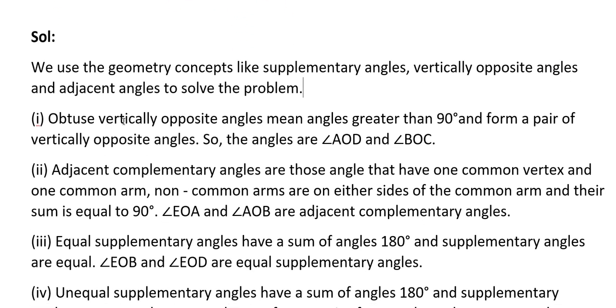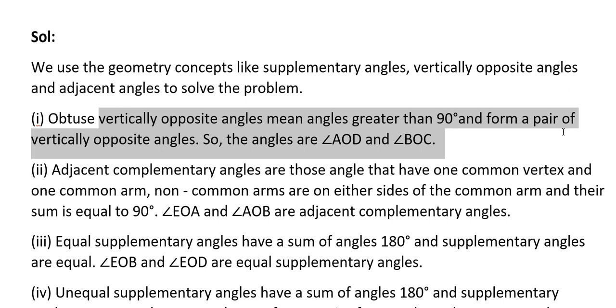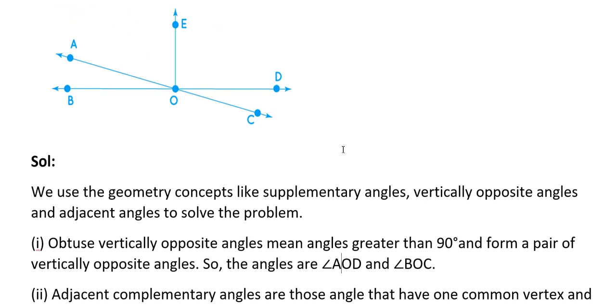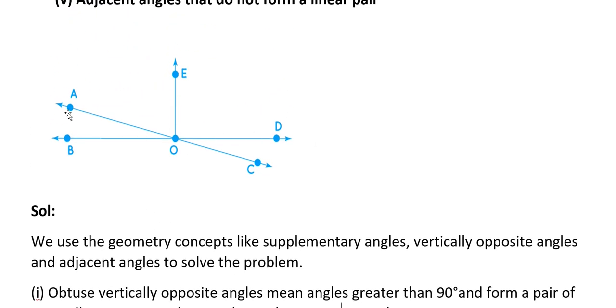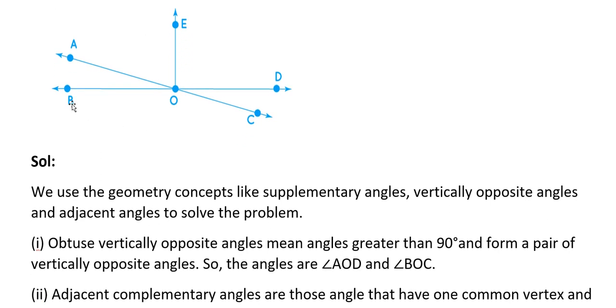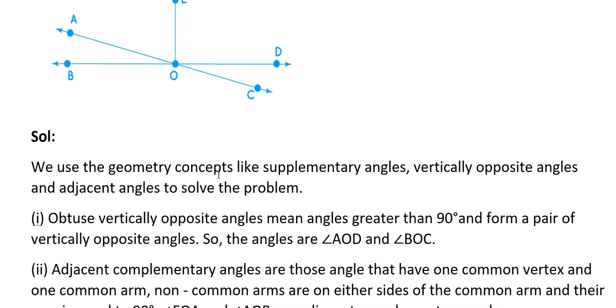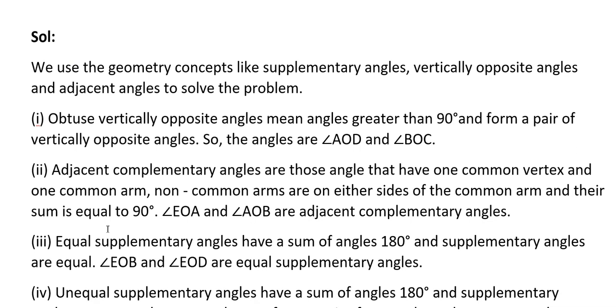First one. Obtuse vertically opposite angles mean angles greater than 90 degrees that form a pair of vertically opposite angles. So the angles are angle AOD and angle BOC. They are greater than 90 degrees.